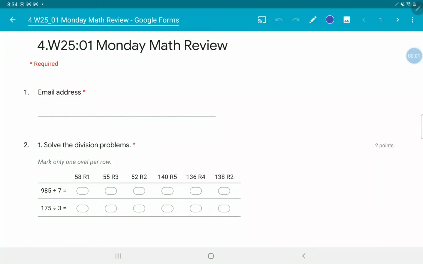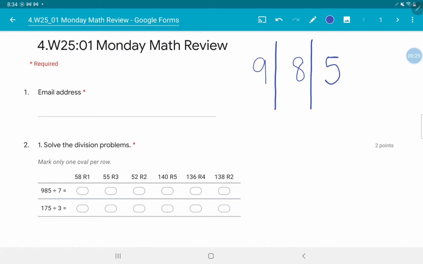Alright, so the first division problem you have today is 985 divided by 7. So we're going to break our 985 into its place values. And what are we dividing by? 7. We're putting them into 7 groups.